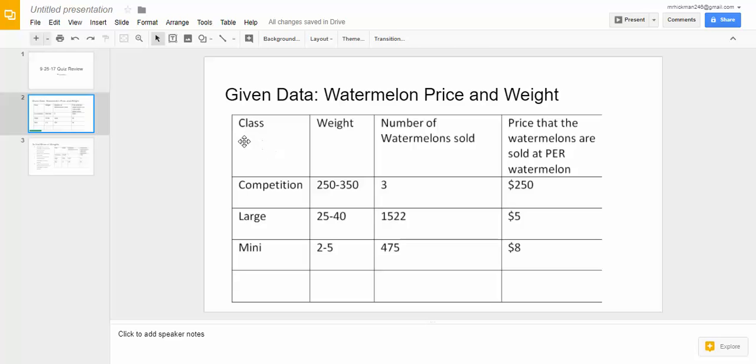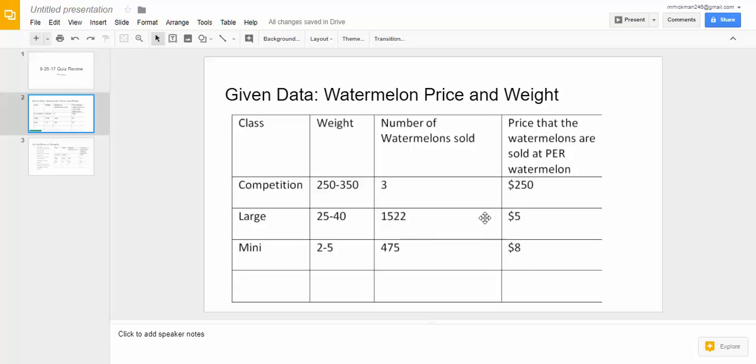All right, we're given a table that has not only what we're talking about, but an interval. That's a pretty good indication that we're going to have to find a midpoint. The number of watermelons sold, many of you are having a hard time realizing this is the frequency, and the price at which they are being sold. Okay, price does not have anything to do with weights. So we're going to exclude this column.